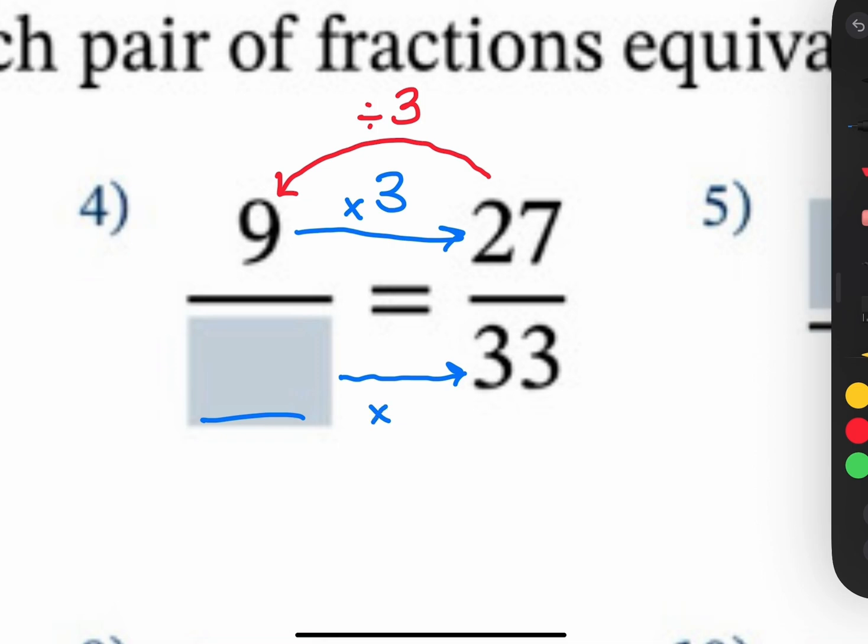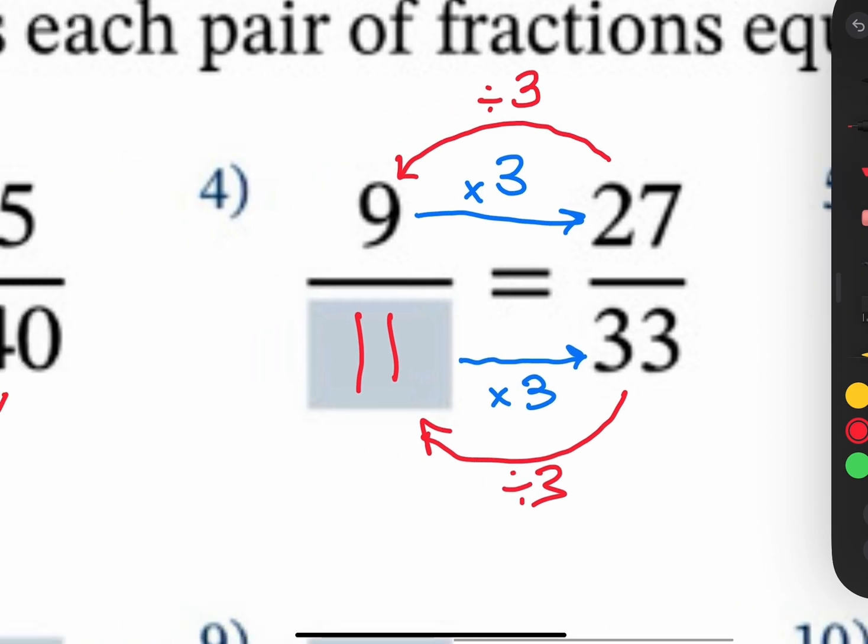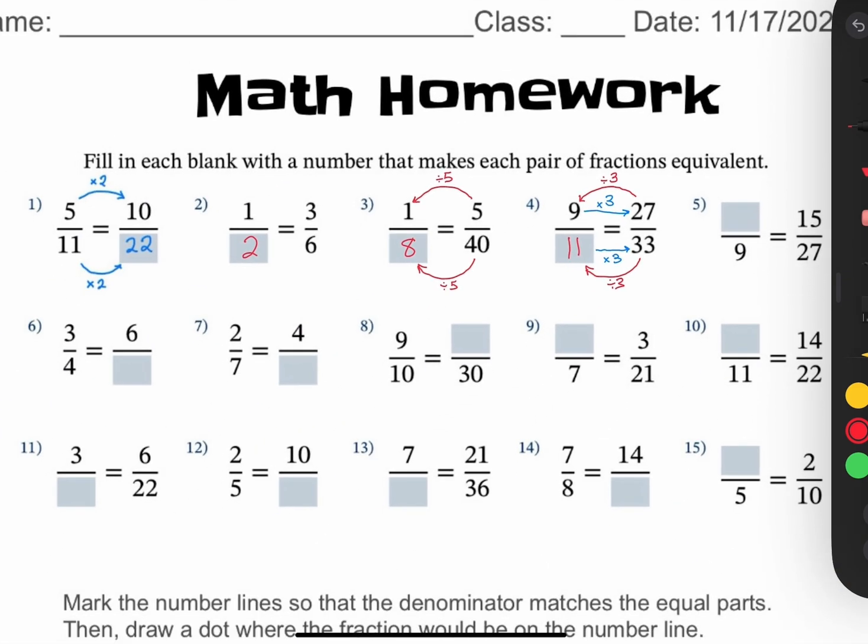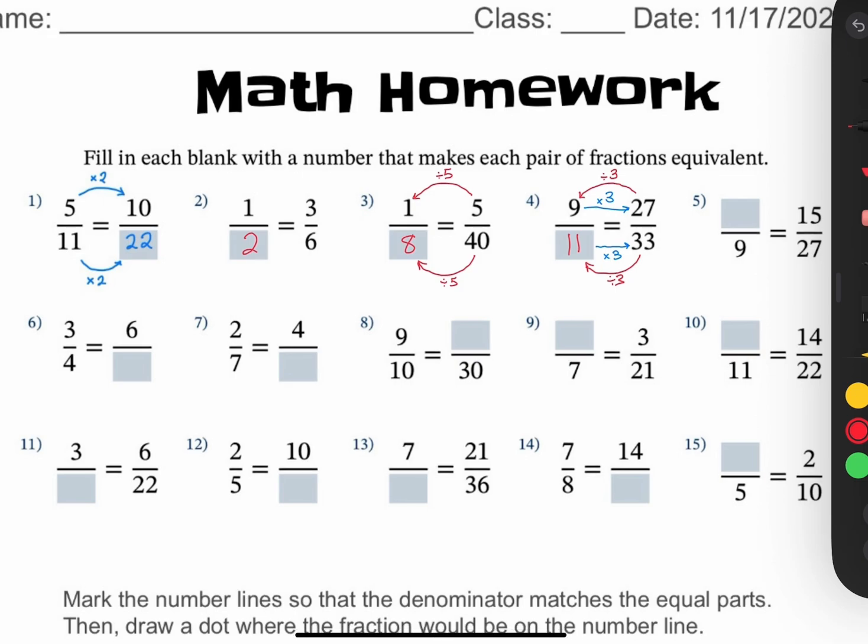Blank times 3 equals 33. Or we could do division. 33 divided by 3 equals what? Either way, your answer should be 11. So that's the first parts of our homework.